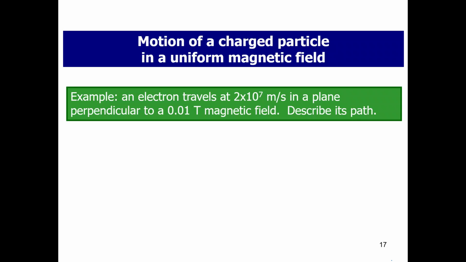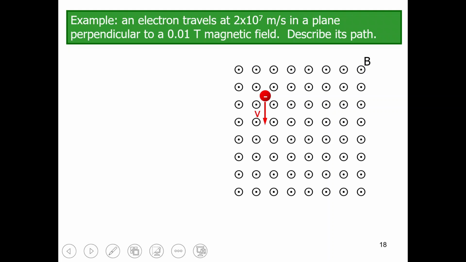All right. So now that we know the direction of the force, how do these electrons actually move? Here's an example. We have an electron traveling at 2 times 10 to the 7th meters per second in a plane perpendicular to a 0.01 Tesla magnetic field, and we want to describe its path. So let's picture that our magnetic field is pointing out of the page. We have an electron, and let's assume that at one instant in time, that electron is moving towards the bottom of the page. So we want to figure out what's happening to its path.